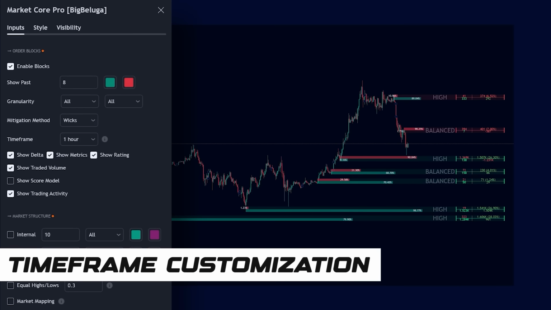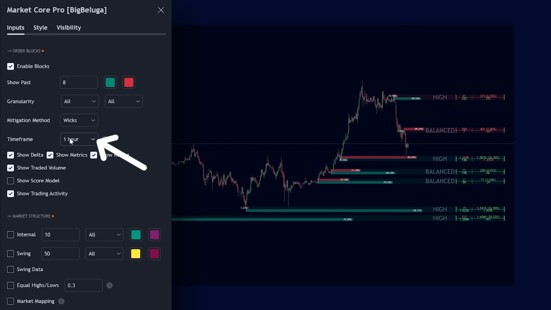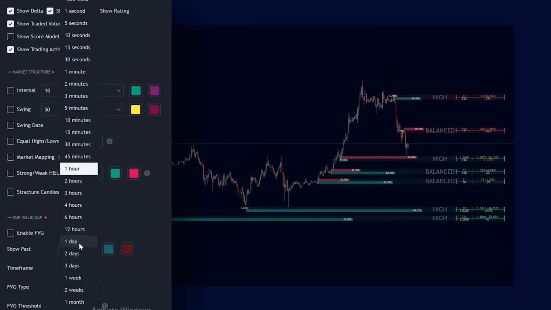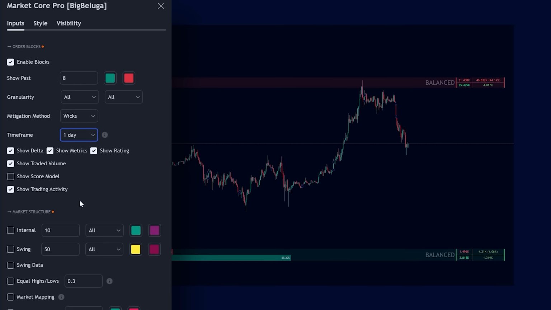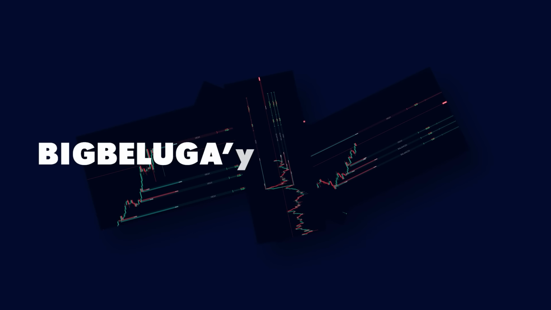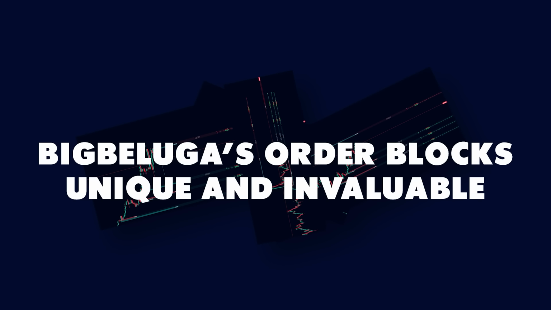Timeframe customization is another powerful feature. It allows you to display blocks from higher timeframes on your current chart. For instance, you can view daily blocks while analyzing an hourly chart, helping you align your strategy with larger trends. Now, let's dive into the detailed data features that make BigBeluga's order blocks unique and invaluable.